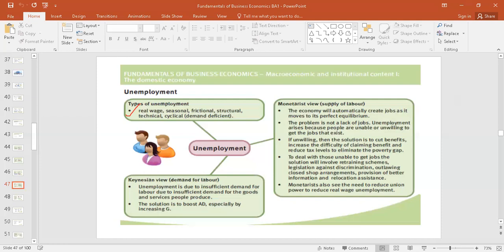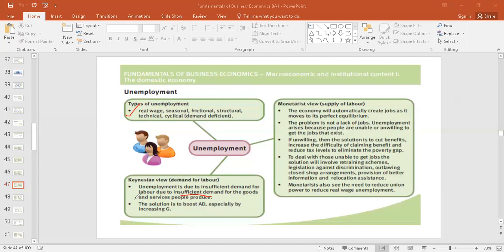See, it is because of insufficient demand. People do not demand these goods and services. Because there is insufficient demand for goods and services, people are also not wanted to produce these goods and services. On that note, we see that there is insufficient demand for labor as well. So when there is insufficient demand for labor, unemployment arises.